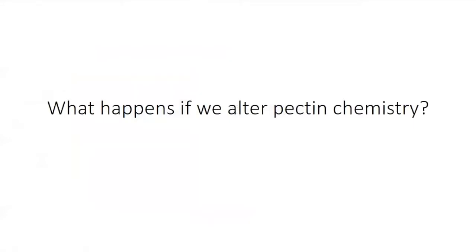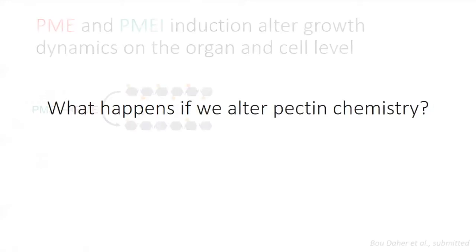So based on our predictions of what's soft and what's allowing growth to happen, if we mess with the Homogalacturonan structure, we mess with its mechanics, maybe we'll also change growth. And so we're going to go back to those 2 enzymes, the PME and the PMEI, the inhibitor, to try and change the kind of pectin that's in the cell wall and see what happens to growth.